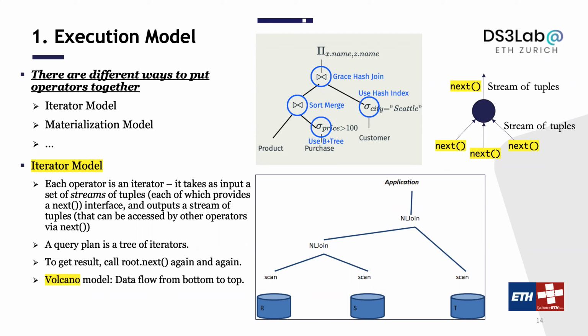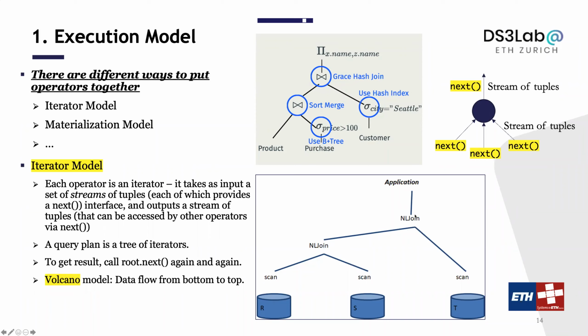So now let's look at one example. Here I have a very simple physical plan. This is my query. I want to do a nested loop join between R and S. I want to do a sequential scan on R and a sequential scan on S. Together, I have the nested loop join here. And then I'm going to join the result of R join S with T.